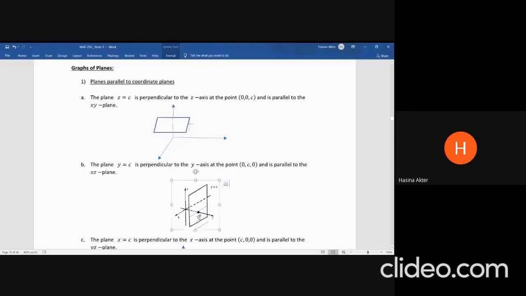But yeah, see that this is a line which is perpendicular to the y-axis, because it is given by y equals c. So perpendicular to the y-axis, it goes through the point (0, c, 0), and since it is perpendicular to the y-axis, this must be parallel to the xz plane. Parallel to the xz plane, because it is perpendicular to the y-axis.